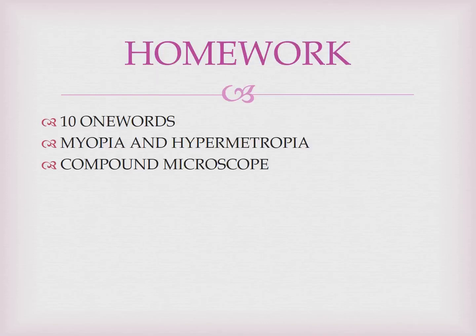You have to write 10 one-word answers from the topic human eye, from page number 24 to 27. You have to go through it and write any 10 one-word answers. And you have to write your assignment on myopia and hypermetropia. What is myopia, what is the working of myopia, the diagram, and how it is corrected. Which lens is used for correction of myopia. And hypermetropia also: what is hypermetropia, what is the working, what is the image, and which lens is used for correcting the hypermetropia problem.